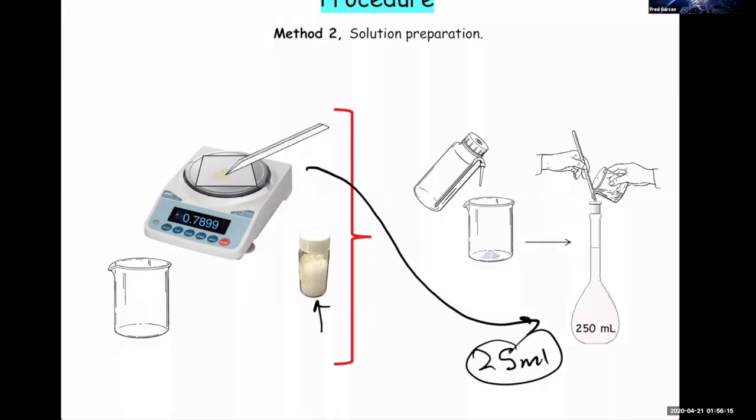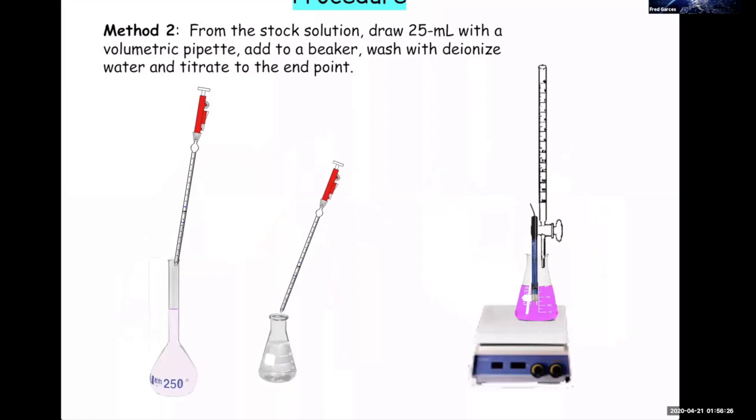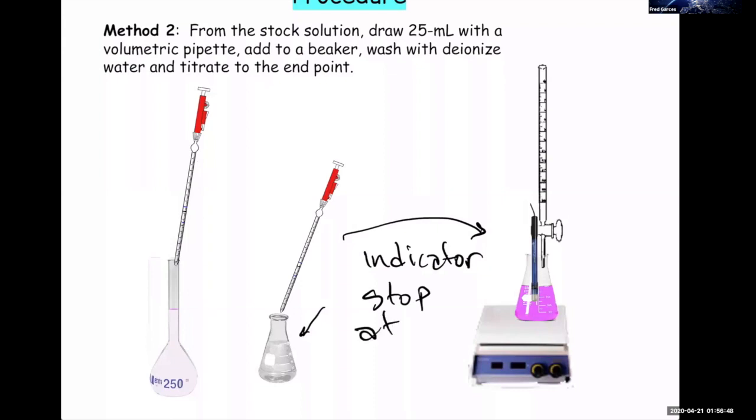You weigh an amount that's 5 times that from procedure 1. You dissolve it, and make sure everything dissolves. Then you put it in a 250 ml volumetric flask. Then when everything's okay, you draw 25 milliliters with a pipette. You put it into a beaker or Erlenmeyer flask. You add water again so that everything's mixed, and then you titrate it. But don't forget your indicator. Here you need an indicator because you have to stop at the endpoint. You cannot over-titrate in this particular procedure.